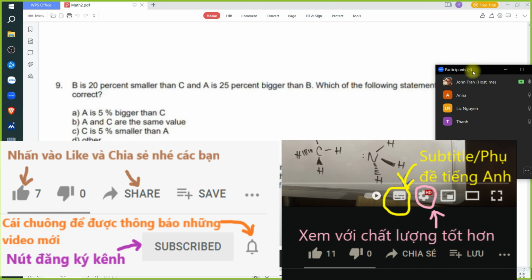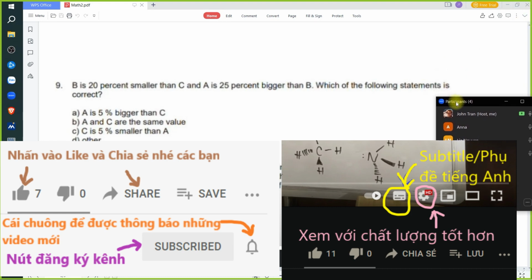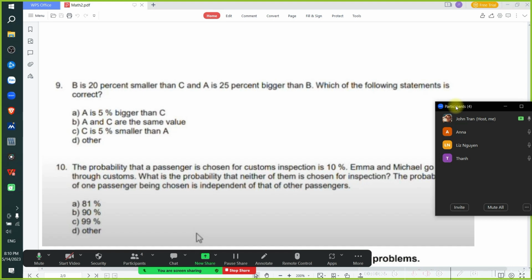Okay, number 9. So we have B is 20% smaller than C and A is 25% bigger than B. You have to see which following statement is correct. Bây giờ nó cho biết là B là 20% nhỏ hơn C, A thì là 25% lớn hơn B. Hỏi câu nào là đúng nè. A thì là lớn hơn C 5%. B, A và C cùng giá trị. C thì là 5% nhỏ hơn A. Và D others, những cái giá trị khác.